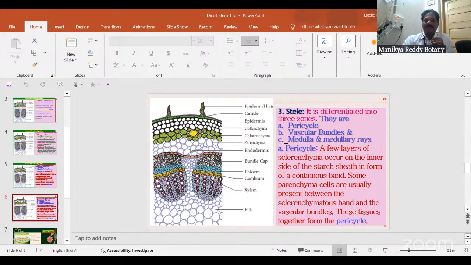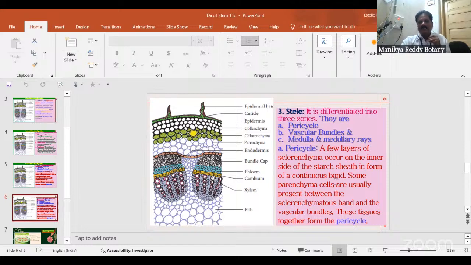The first part of the stele is the pericycle. Peri means around, and cycle means the circular, spherical central column, which is called the stele. This is the outermost part of the stele. It encloses the entire stele. That's why the name is pericycle. Around the stele, you can see the pericycle.